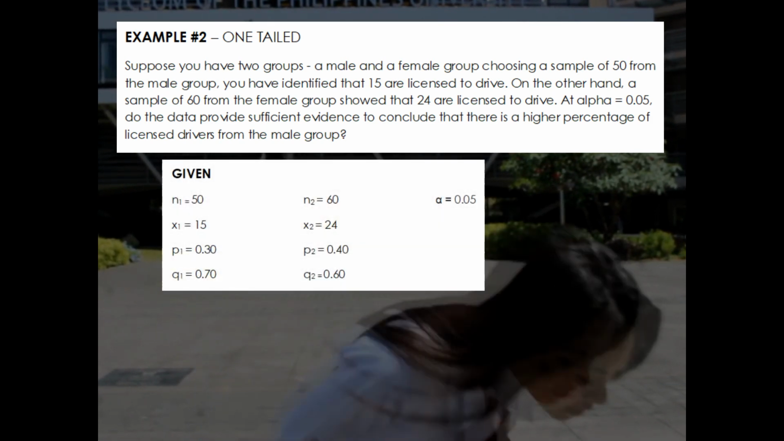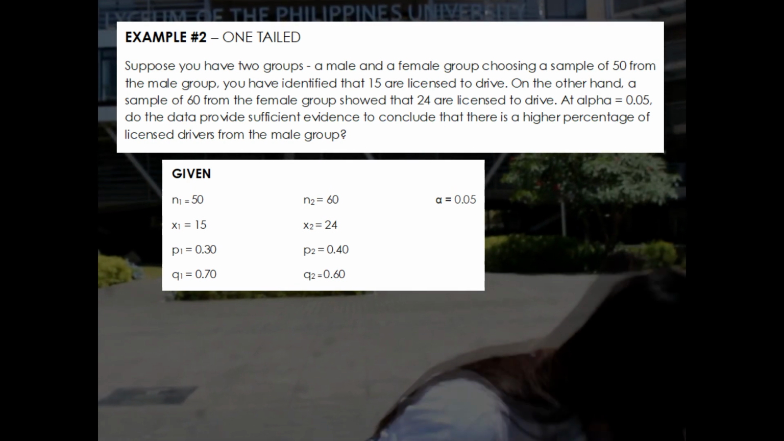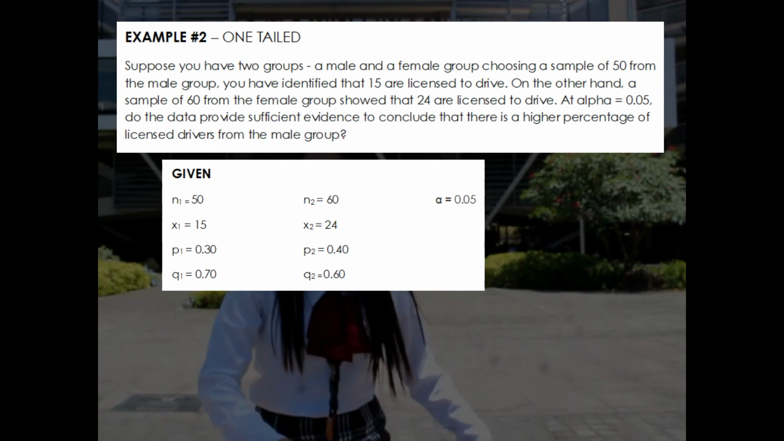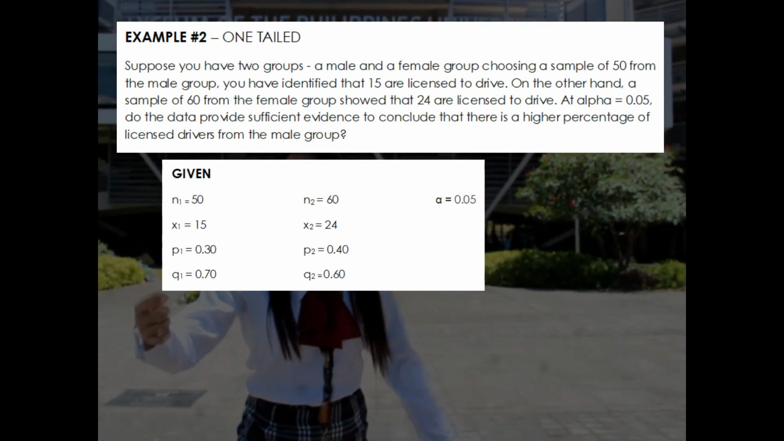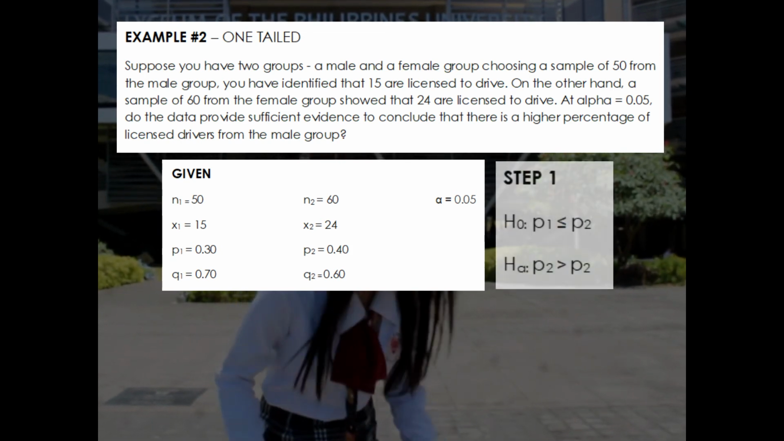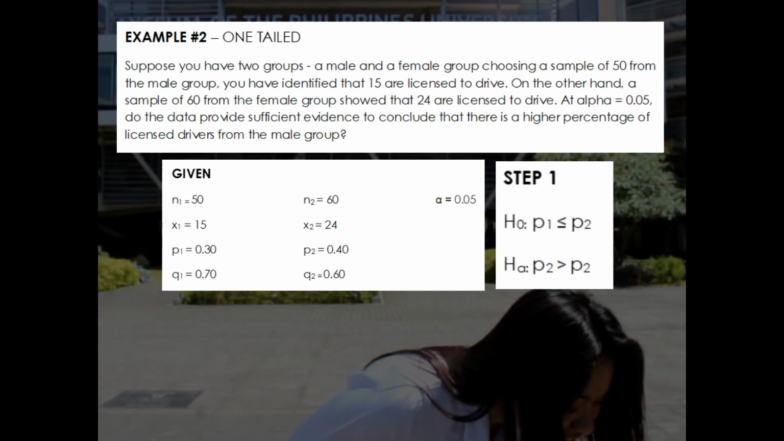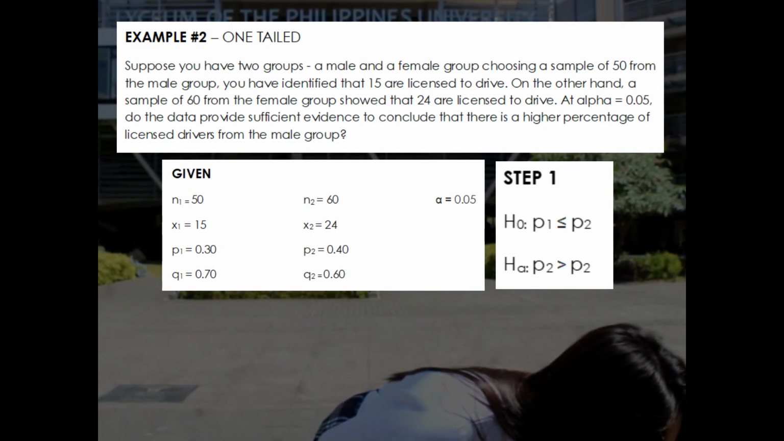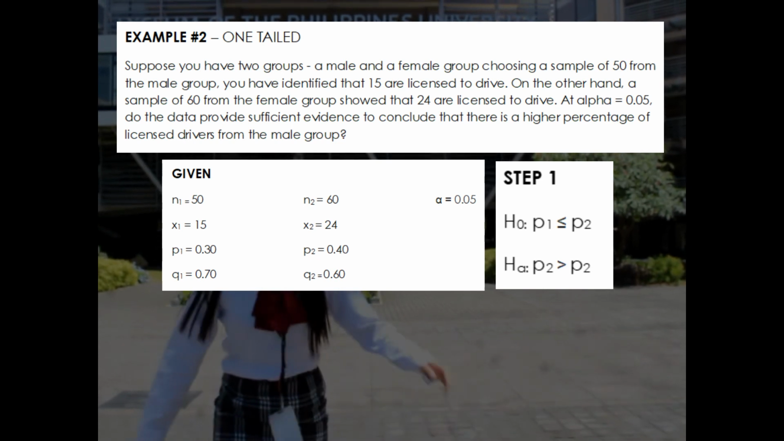N1 is equal to 50, N2 is equal to 60, X1 is equal to 15, X2 is equal to 24, P1 is equal to 0.30, P2 is equal to 0.40, Q1 is 0.70, Q2 is 0.60. Step number 1, the hypothesis statement. Null hypothesis: P1 is less than or equal to P2. Alternative hypothesis: P1 is greater than P2.